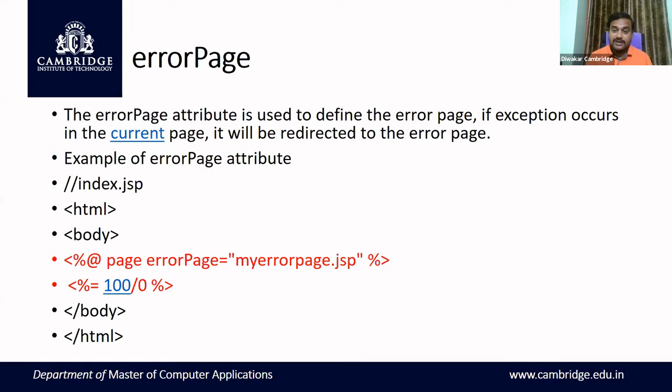So if you want the current page, the JSP page, to handle that exception, how are you going to do this? You are going to use this errorPage attribute. Then you are going to redirect the error which occurred in the current page to myerrorpage.jsp. This error page will handle the exception which occurred in this page, right?